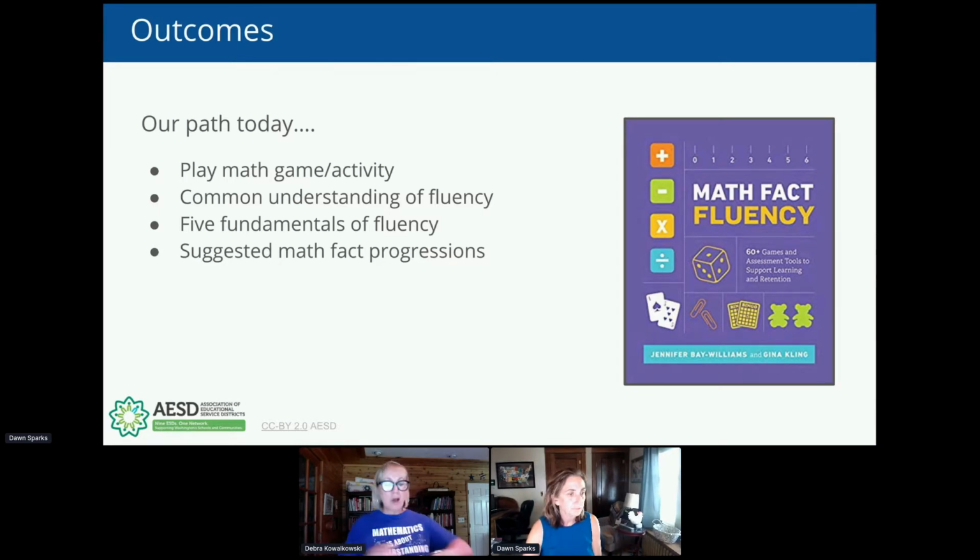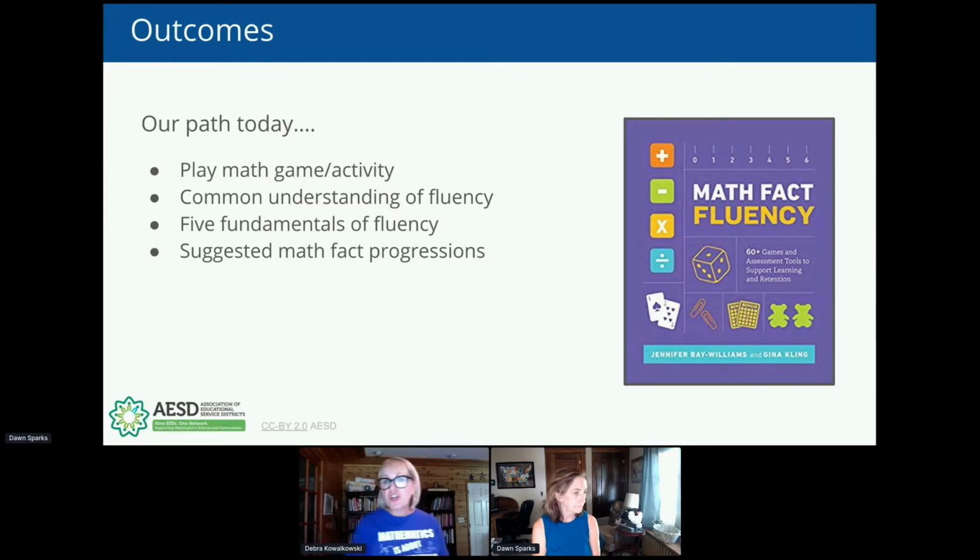So we just want to lay out what's going to happen in the next hour. We are going to look at a math game and an activity, and actually a couple of them. We're going to really dig into thinking about a common understanding of fluency in our work that we do consistently, because we do workshops based on this book. We find that we don't all have the same understanding of what fluency is. So we'll dig into that a bit. This book is based on 5 fundamentals for fluency. You will see that on your HyperDoc in a couple different places.